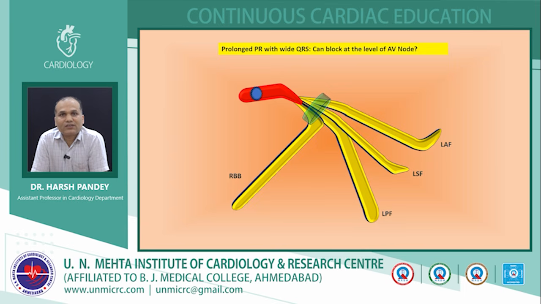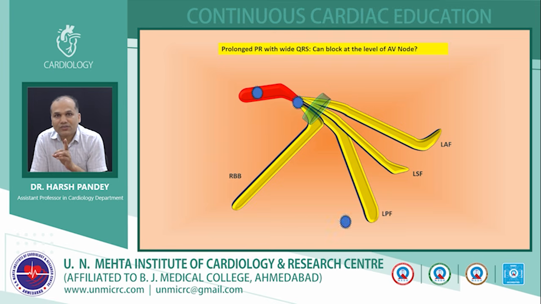So this is one clinical scenario: prolonged PR with a wide QRS escape. Can the block be at the level of the AV node? Yes. If the patient has first degree AV block with a prolonged QRS duration, the patient can still have block at the level of the AV node.